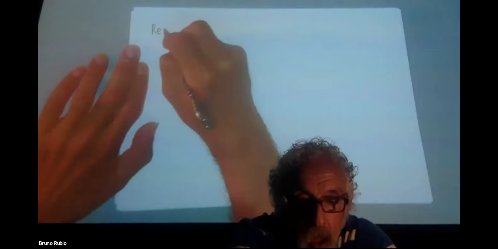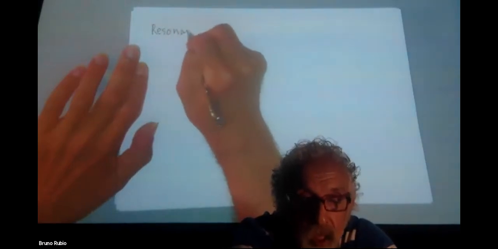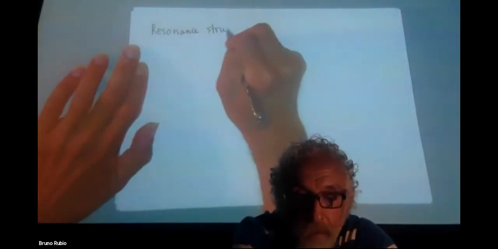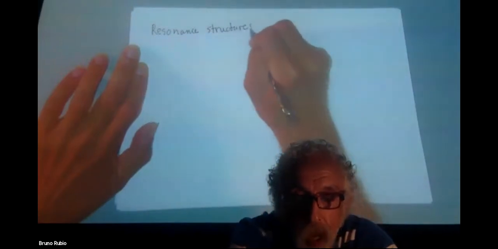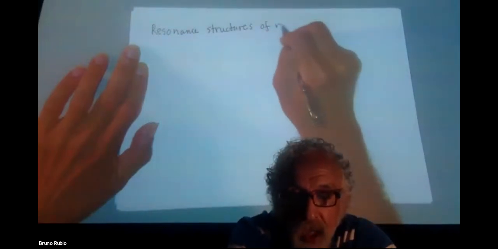So where we left it last time, we were talking about writing resonance structures for radicals. So I want to maybe do one more example about writing resonance structures of radicals.